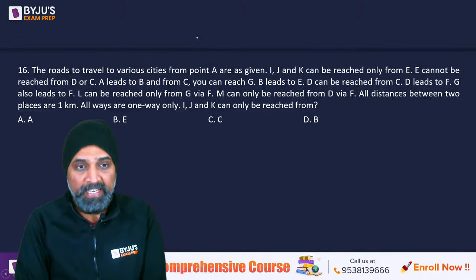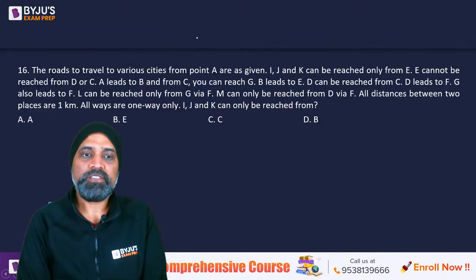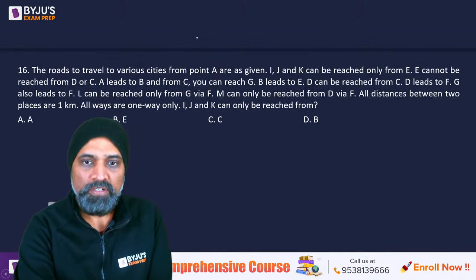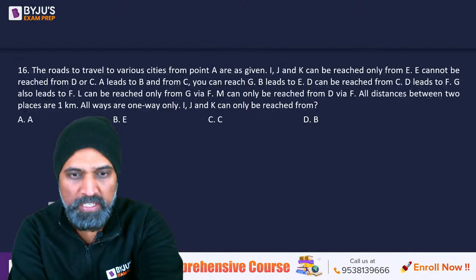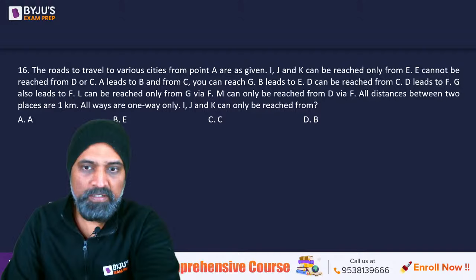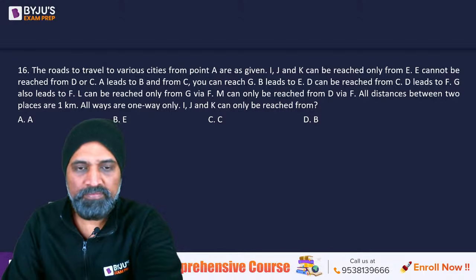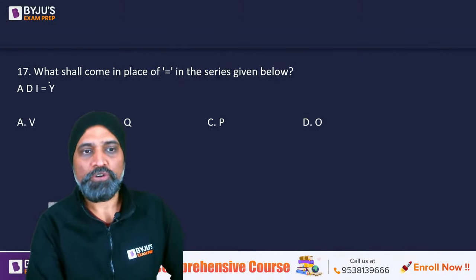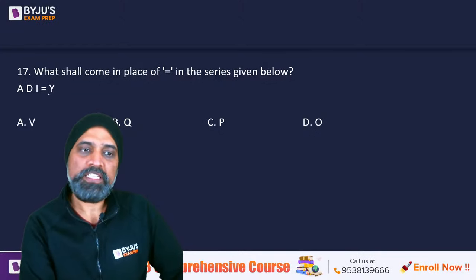Okay. Next one. The roads to travel to various cities from point A are as given. So looks like it's not given. Okay. The image is missing.